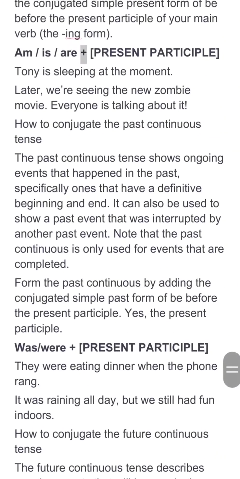Am, is, or are, plus present participle. Tony is sleeping at the moment. Later, we are seeing the new zombie movie. Everyone is talking about it.